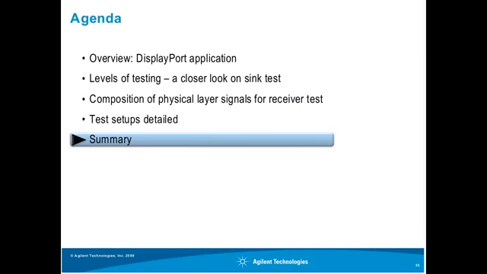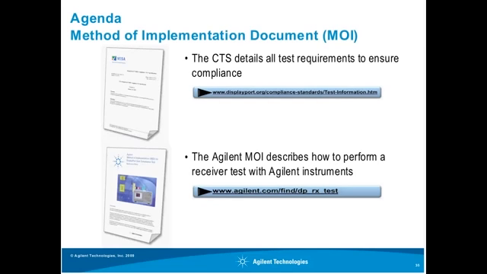So this finishes my test setup section, and I want to quickly summarize my presentation before we enter the question and answer session. I'm a little behind time, so I'm trying to do it a little quickly maybe. I mentioned several times the compliance test specification, which can be downloaded for free from the DisplayPort webpage, which is actually a VESA webpage. And I mentioned several times the method of implementation document, which is the Agilent application note, which explains how to use the Agilent products, and that can be downloaded from the Agilent DisplayPort webpage.